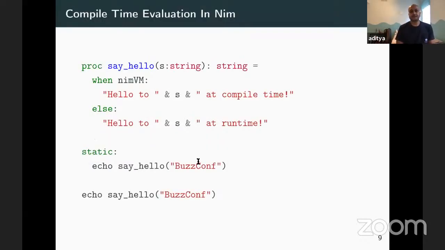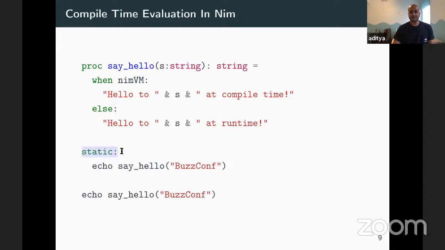This is compile time evaluation in Nim. So Nim has this sort of Python-looking surface syntax. This just creates a function called sayHello that takes a string and outputs a string. But the real magic is happening in this when nimvm line right here. And what that does is it differentiates between what this function will do at compile time versus what this function will do at runtime. So at compile time, it will do this thing, and at runtime, it will do that thing.